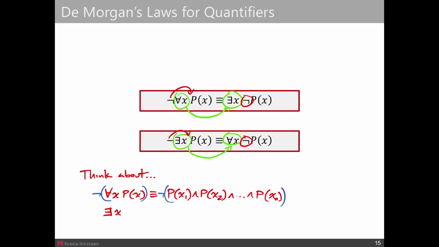Similarly, if we have the existential quantifier over some P, that's equivalent to the disjunction of all of the possible values of the variable x in our domain, such that negating the existential is equivalent to negating this large disjunction. So we would pass the negation through and we'd flip all of those disjunctions to conjunctions.